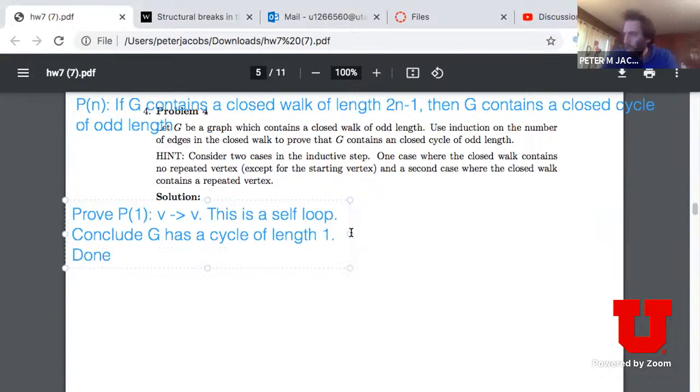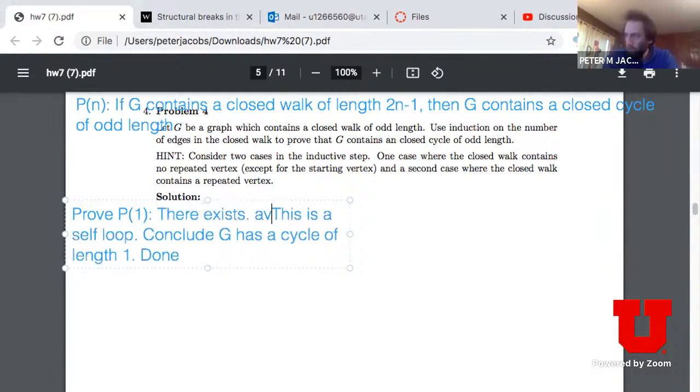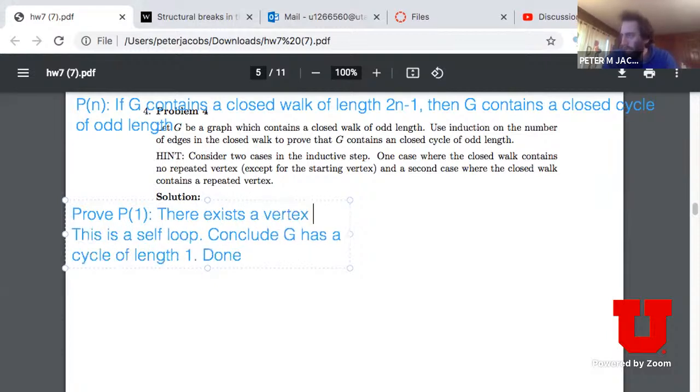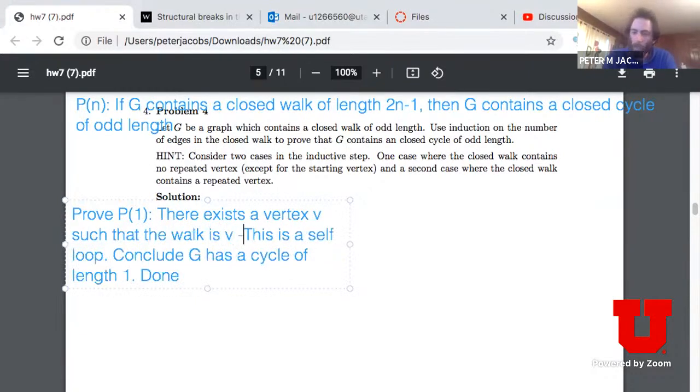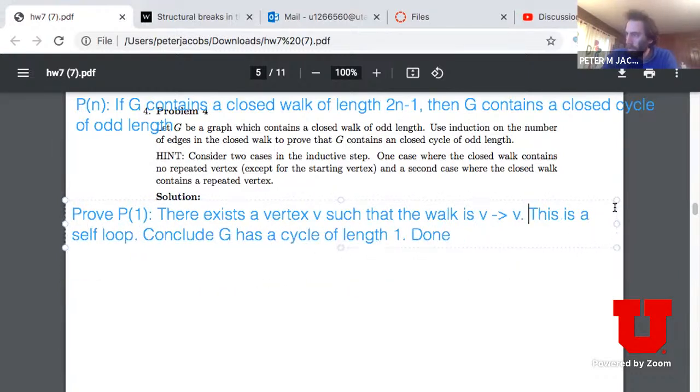If you were being really rigorous, you would say, okay, there exists a vertex v such that the walk is v to v. This is a self loop. Conclude G has a cycle of length 1. Are there any questions about P of 1?